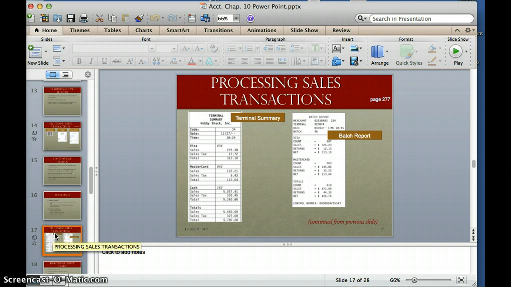Here's what those reports could possibly look like. The first is the terminal summary, and you can also look in your book on this. Here's all the Visa transactions, here's all the MasterCard transactions, here's all the cash transactions, and then it has a total for all of them. And then here is a batch report summary. So this is everything that they're going to bill Visa for, everything that they're going to bill MasterCard for.